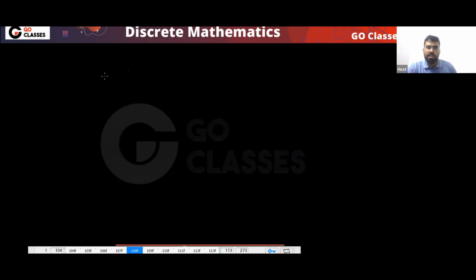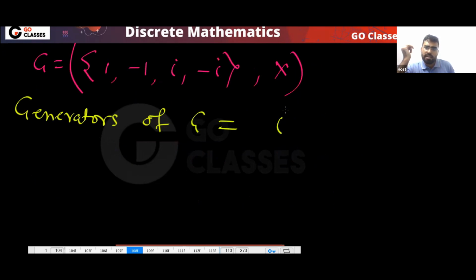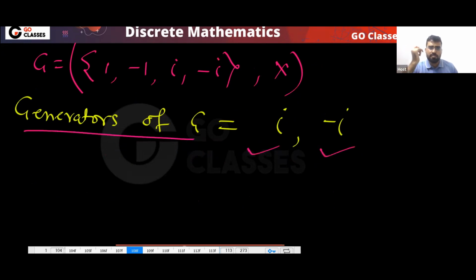If I ask you how many generators of G there are, for this G, this is your G: 1, -1, iota, minus iota. So what are the generators of G? That is iota and minus iota. These are the generators of G. There are two generators of G. This is a generator, this is a generator. They will generate G itself.